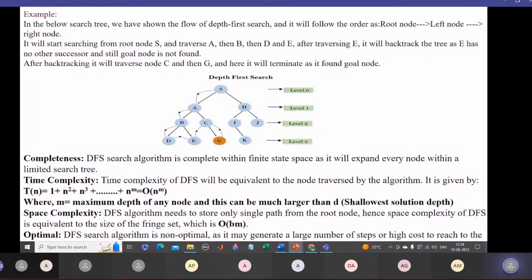If it is breadth, how will you do? S, next level A, H. Next level B, C, I, J. Next level D, E, G is the goal node. Okay, that is how we have the breadth first search.